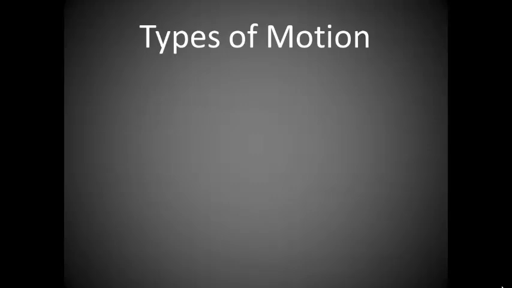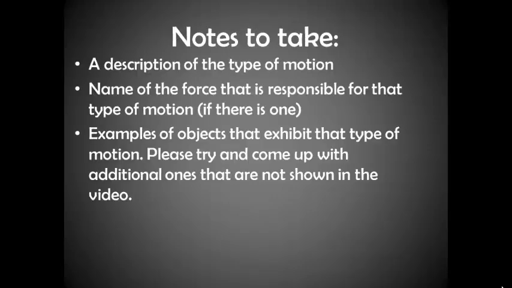Now let's move on to types of motion. There are four main types of motion that we will be talking about. While you watch this portion of the video, please make sure that you have a description of the type of motion, the name of the force that's responsible for that type of motion, and some examples of objects that show or exhibit that type of motion. Please do try to come up with additional examples that are not shown in the video.